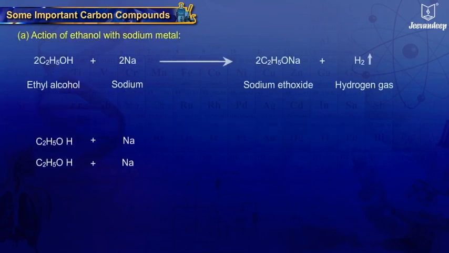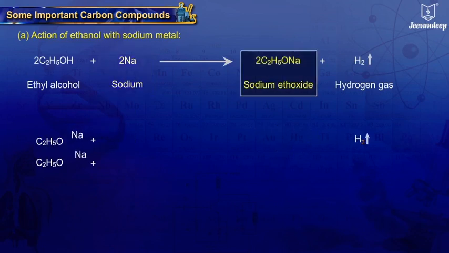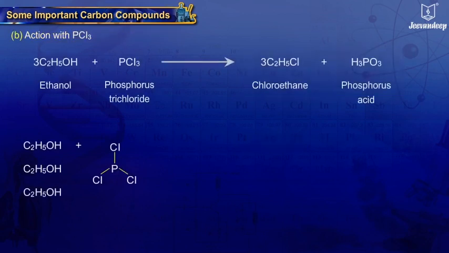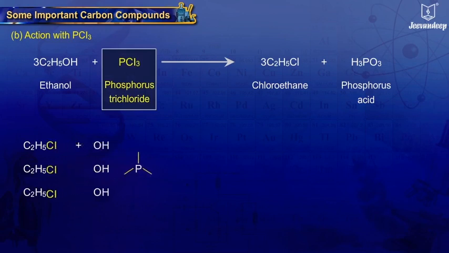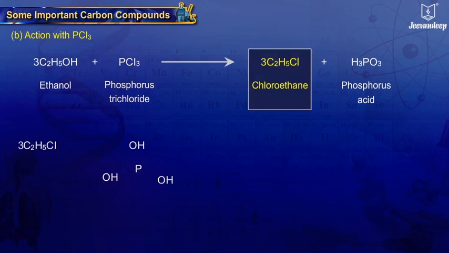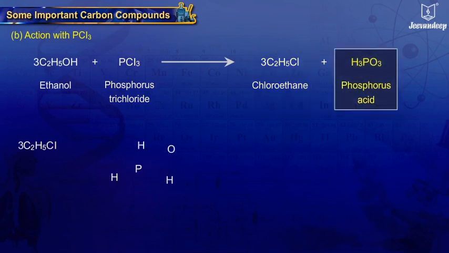A. Action of ethanol with sodium metal. Sodium metal replaces hydrogen from ethanol, forming sodium ethoxide with liberation of hydrogen gas. B. Action with PCl3. Phosphorus trichloride, PCl3, replaces alcoholic group with chlorine, forming ethyl chloride and phosphorus acid.